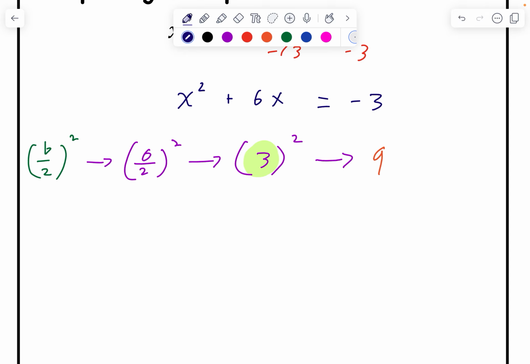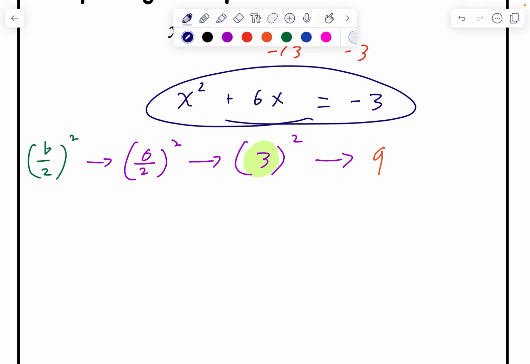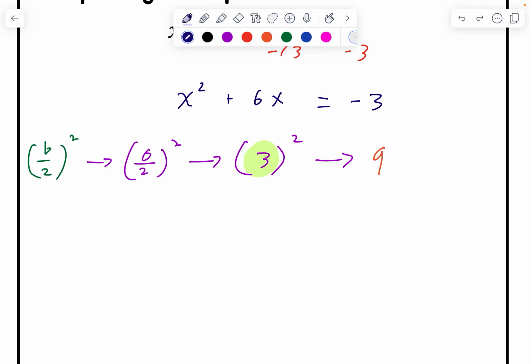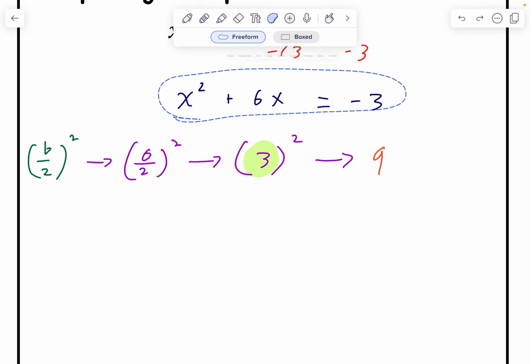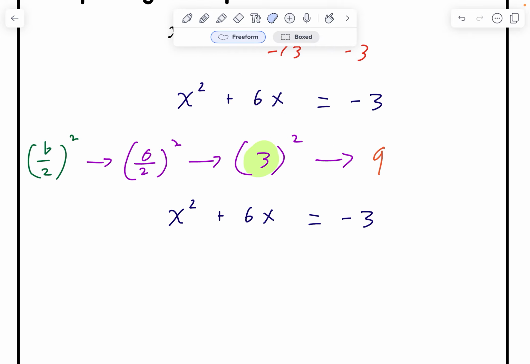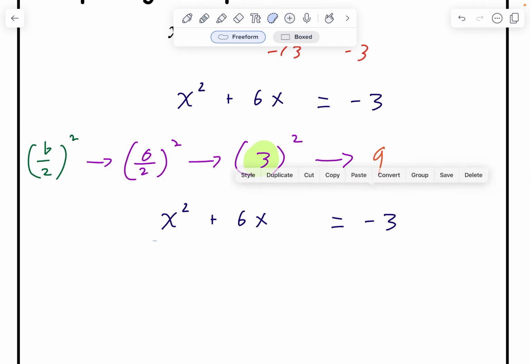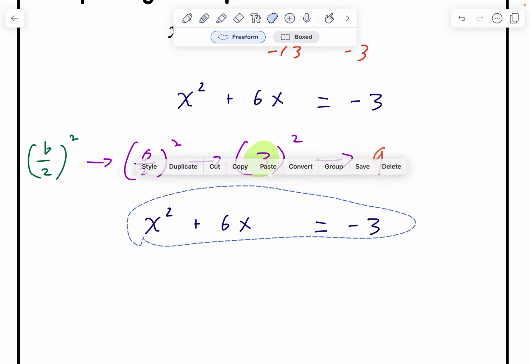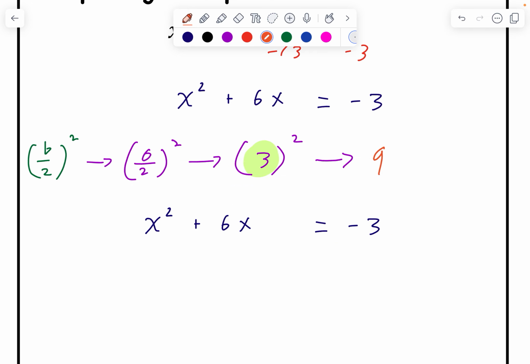Next step is we're going to copy this equation down here. In fact, I'm going to go ahead and just literally copy it. But I want to move this over because I'm going to need some space to add 9 on both sides. So I'm going to scoot this here. And let's go ahead and add 9 plus 9 plus 9 to both sides.